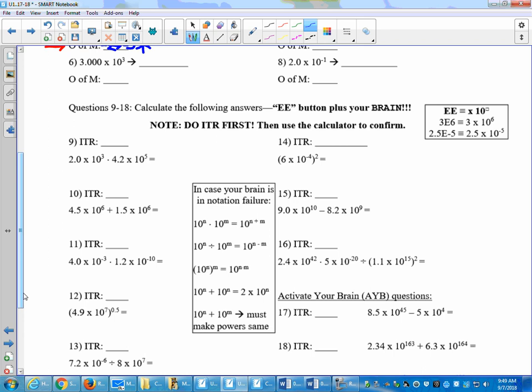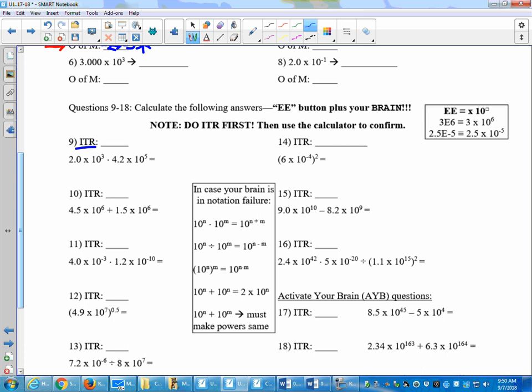You're going to calculate using the EE button plus your brain. Yes, you have a brain. The brain is for this part. It's called ITR. Is this reasonable? Answer, depends. Well, let's see. Is this reasonable is essentially a way to estimate the answer, to get the magnitude approximately of the answer, or even the order of magnitude.